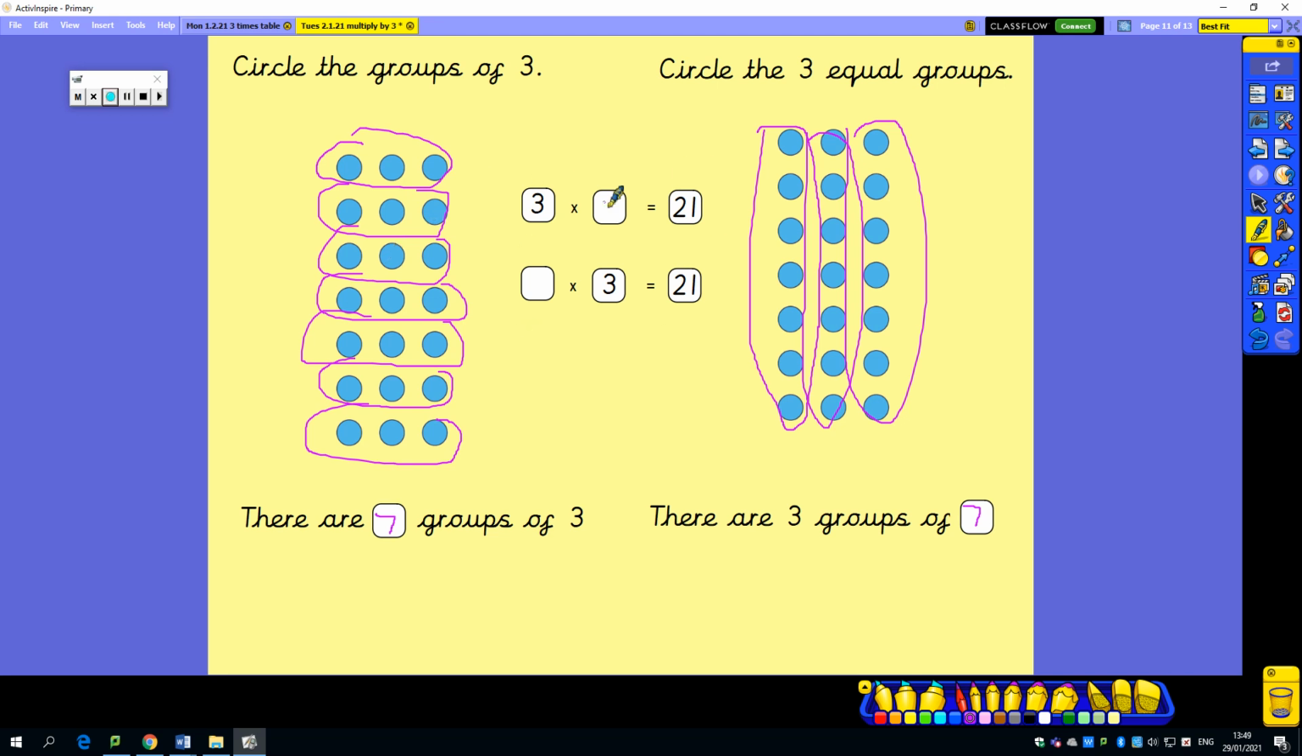For this side, we've got 3, 7 times, which equals 21. And for this side, we've actually got 7, 3 times, which also equals 21. Because we know multiplication is commutative. It can be done in any order, and the answer still stays the same.